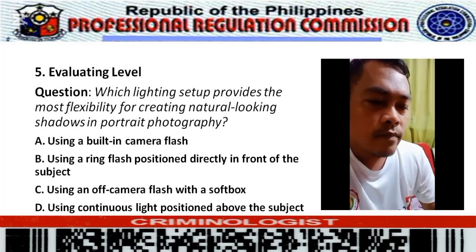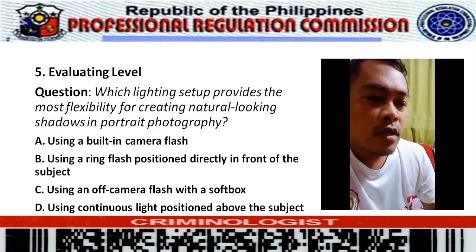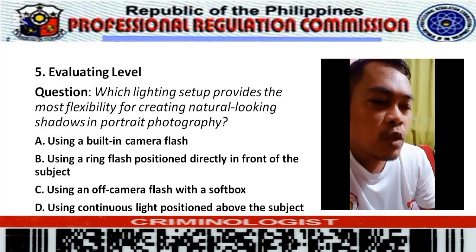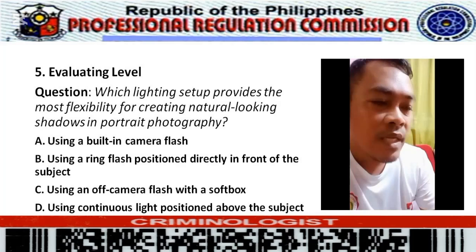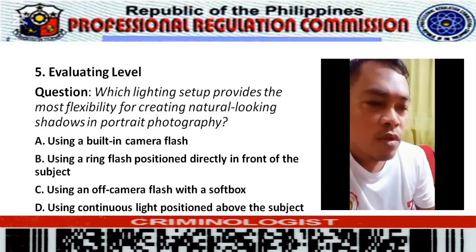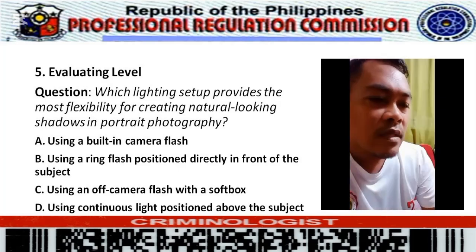So for this question, the correct answer is letter C. Why? Because an off-camera flash with a softbox offers control over shadow softness and direction. So you can control the shadow softness and direction. That's why an off-camera flash with a softbox is correct.